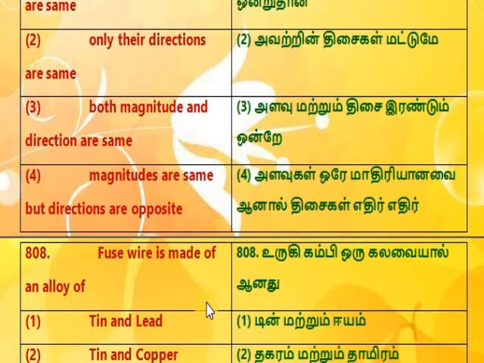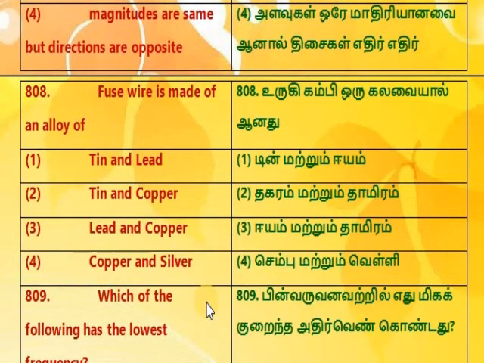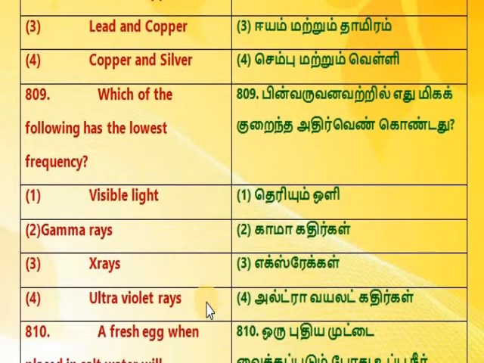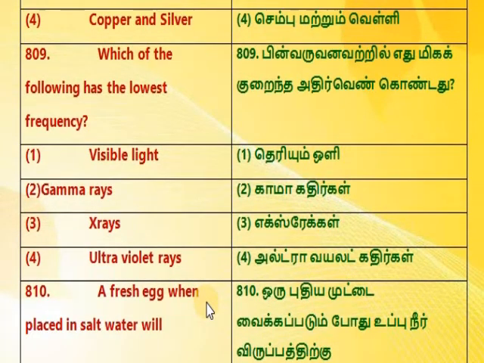808. Fuse wire is made of an alloy of, 1. Tin and lead, 2. Tin and copper, 3. Lead and copper, 4. Copper and silver. 809. Which of the following has the lowest frequency? 1. Visible light, 2. Gamma rays, 3. X-rays, 4. Ultraviolet rays.